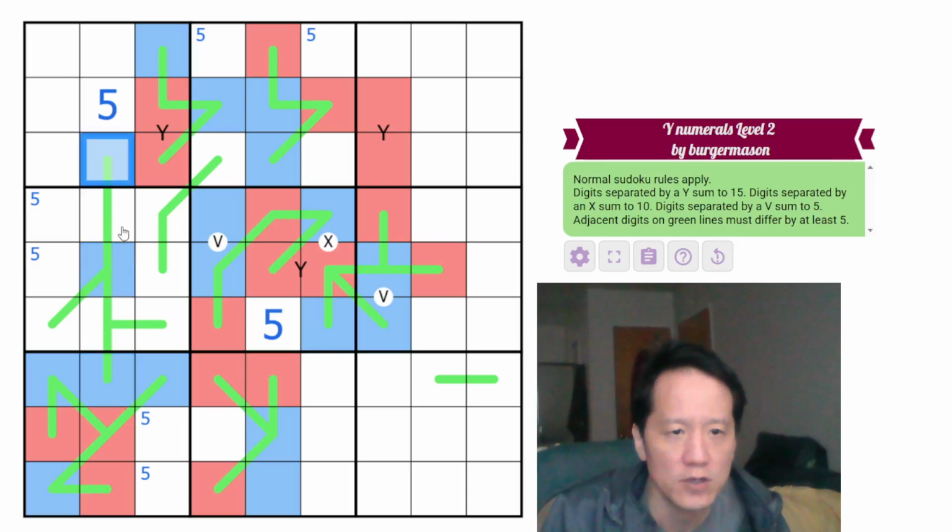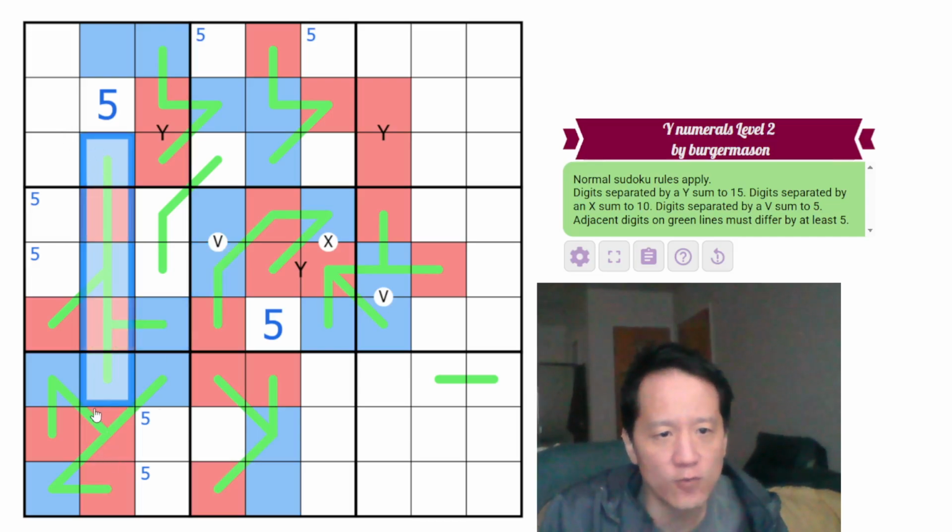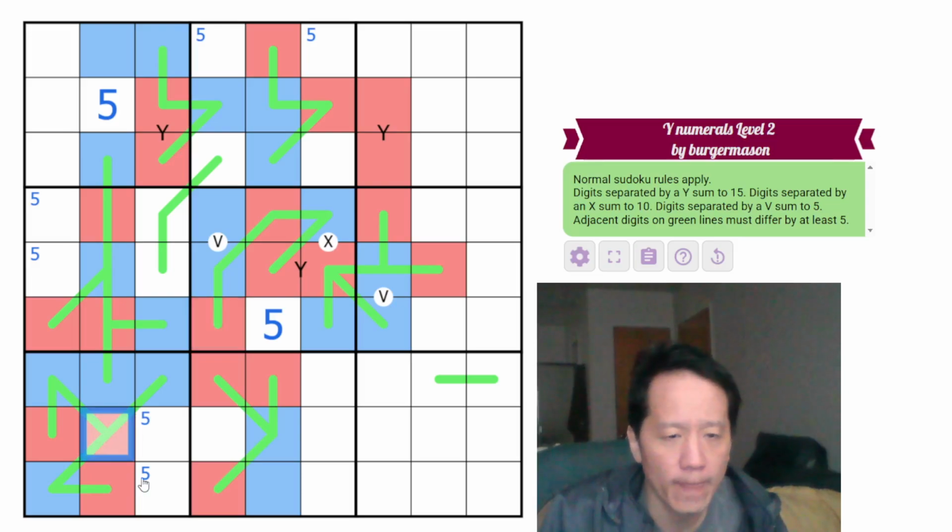So these are low, which force this to be high, because they're next to lows. This has to be a high, because it's next to a low. This must be a low, because it's next to a high. And the last remaining digit in column 2 is a low. So this is a low, because we have 4 highs already there. One of these is a high, and one of these is 5.